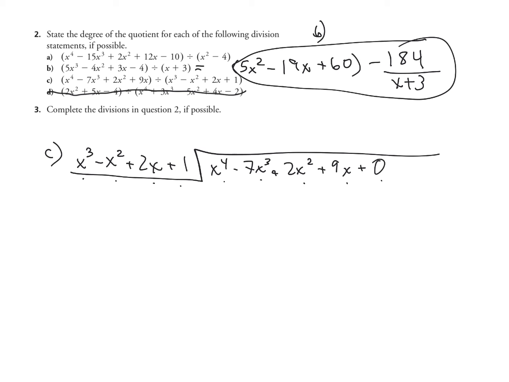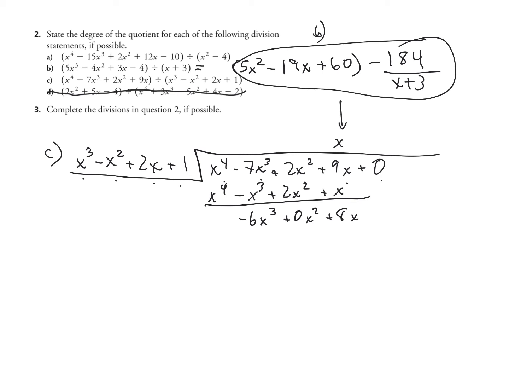x to the 4 divided by, that's just x. Notice I put it over here, over the x. So x times that is x to the 4 minus x cubed plus 2x squared plus x. And do a subtraction, you get 0. Negative 7 minus 1 is negative 6x cubed. 2 minus 2 is 0, plus 0x squared. 9 minus 1 is plus 8x. And plus 0, you can say.